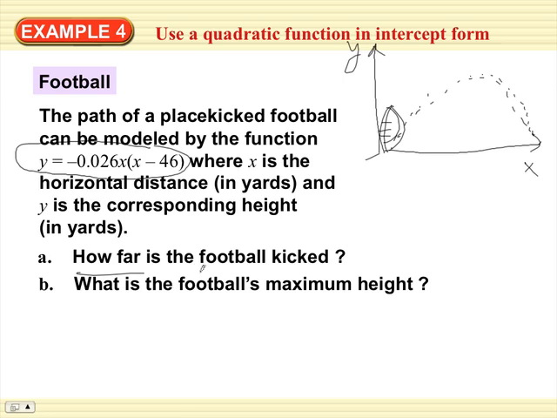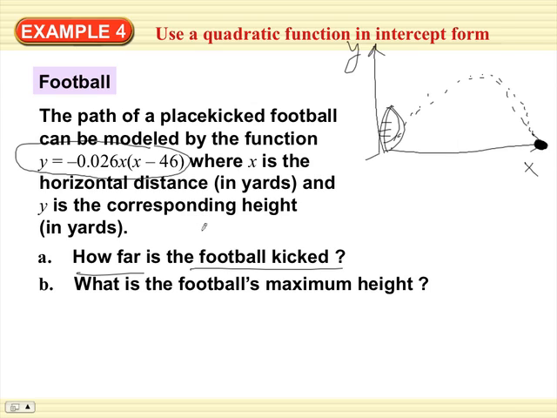It says, how far is the football kicked? What do you think we'll be looking for? What is that point? It's where the ball lands. The ball lands right here, right? What is that thing right there? It's on the x-axis. One of the x-intercepts. We just have to find one of the x-intercepts.